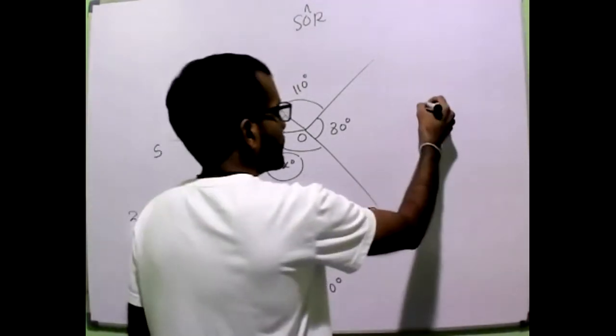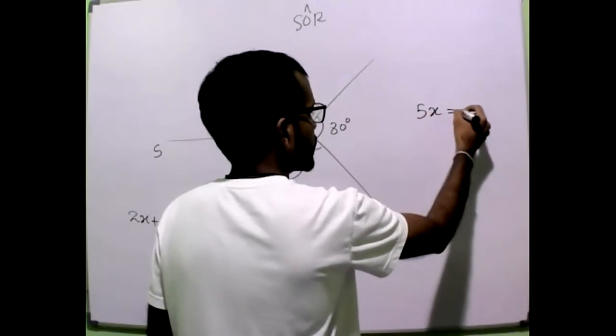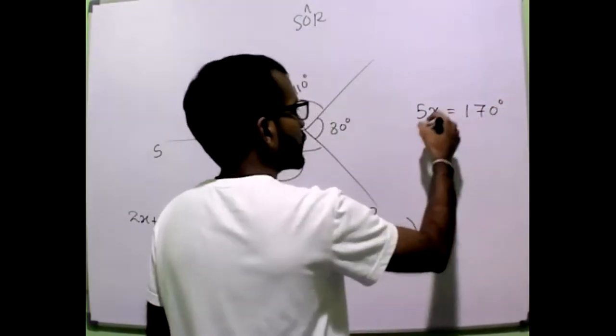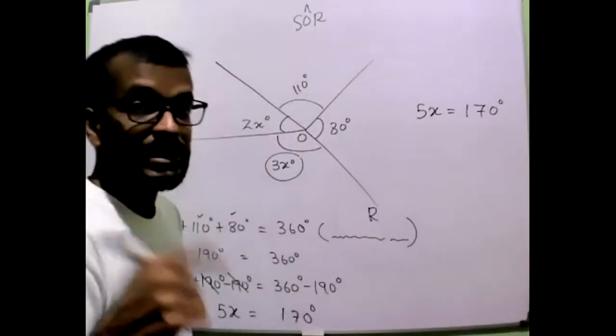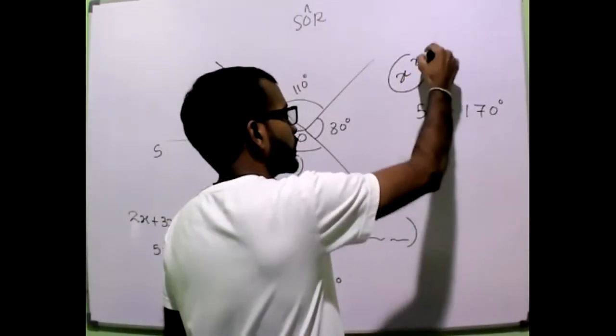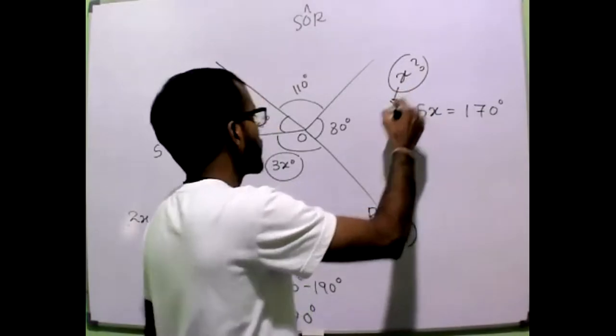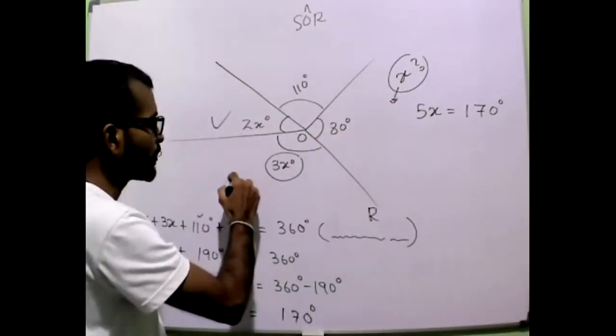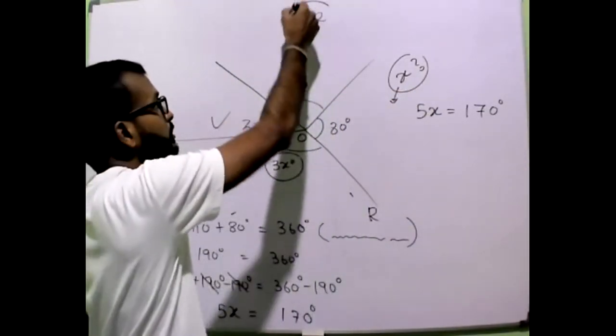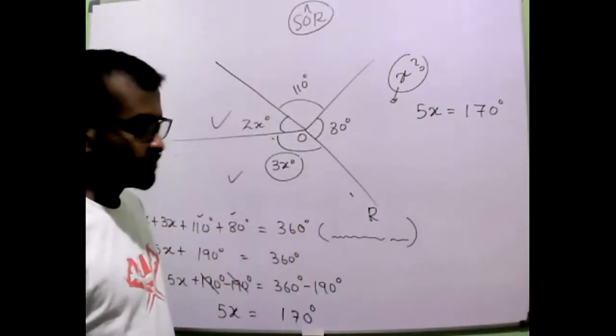So I will write it here, I do not have enough space. Now I need to find the value of x first. So what is our x? If I find the value for x, I can find 2x, I can find 3x. 3x means SOR, and SOR means the thing that we need to find.